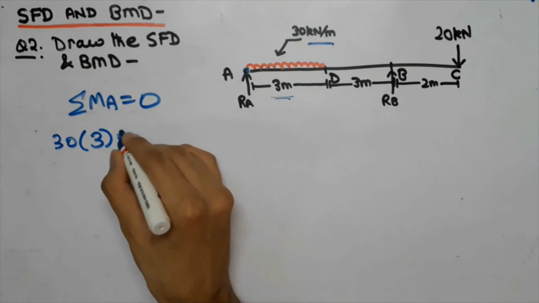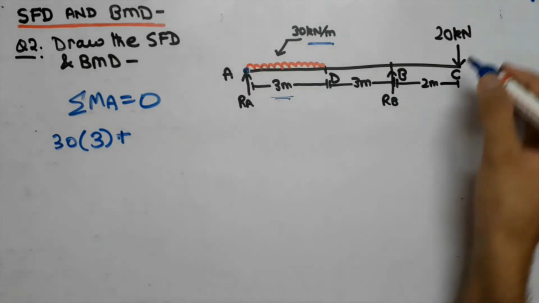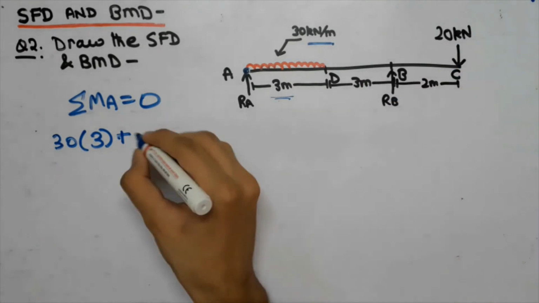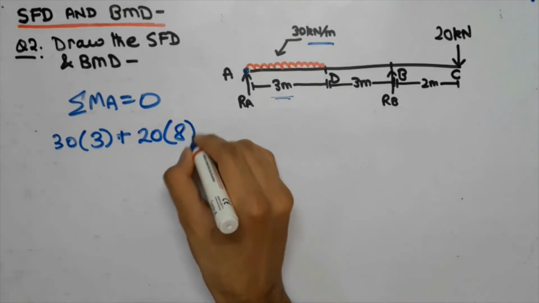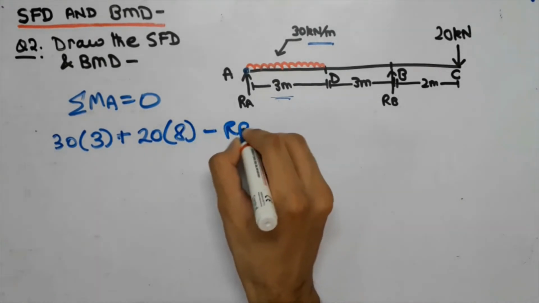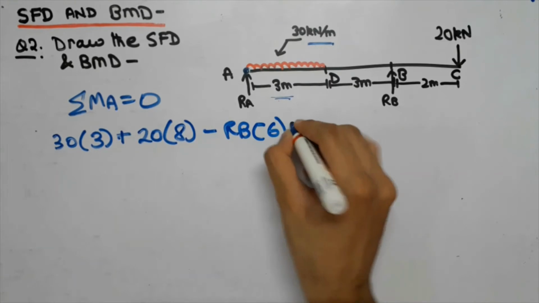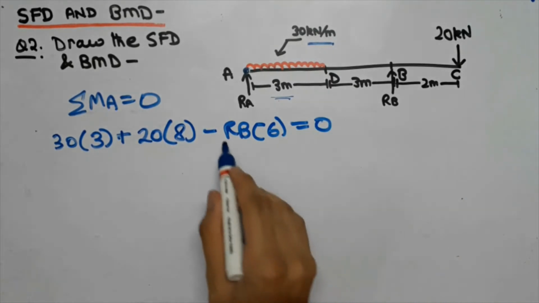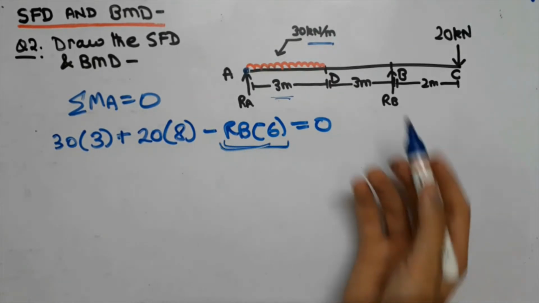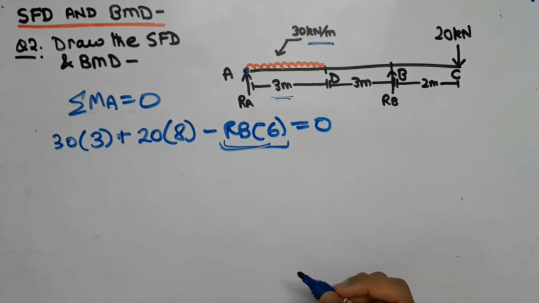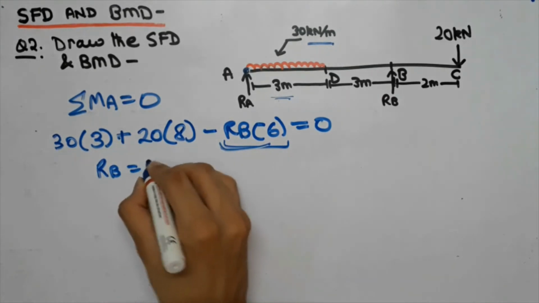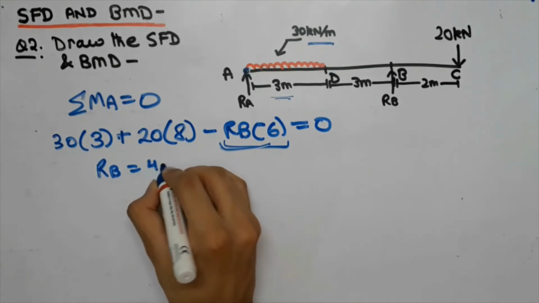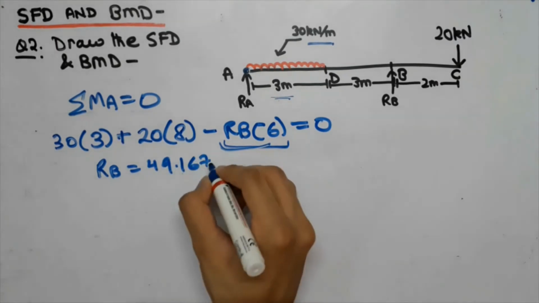Now similarly guys, we are going to take the moment for 20 kilonewton force. That is 20 into the sum of this length, that is 8, minus RB, RB into 6 is equal to 0. We have taken RB into 6 to be negative because this will move the rod in anti-clockwise direction. Now guys, from here we will find out the value of RB. That is, on solving you will get RB to be equal to 49.167 kilonewton.